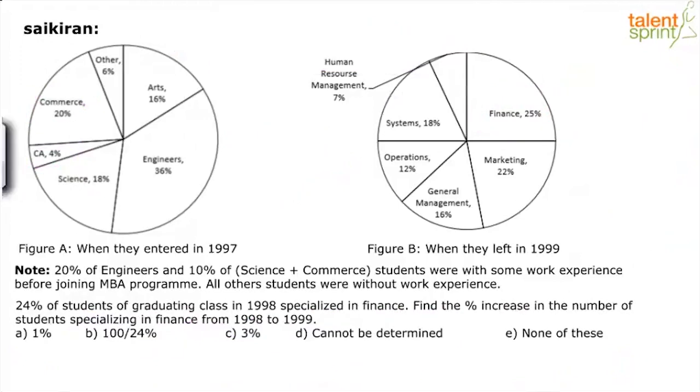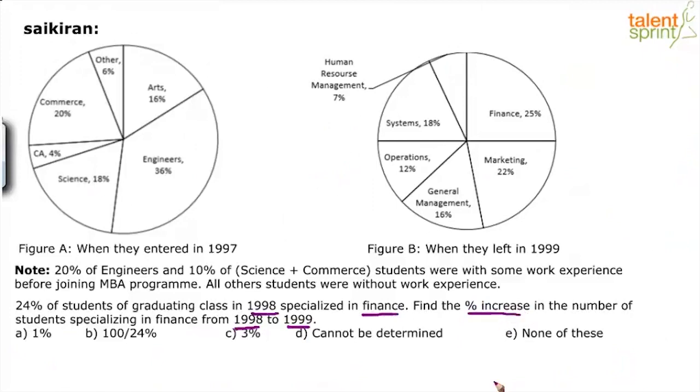Here's the next question. It says 24% of students of the graduating class in 1998, focus, he's talking about 1998, 24% of students who graduated in 1998 specialized in finance. Find the percentage increase in the number of students specializing in finance from 1998 to 1999. That's an interesting one. Percentage increase is a very popular question type.